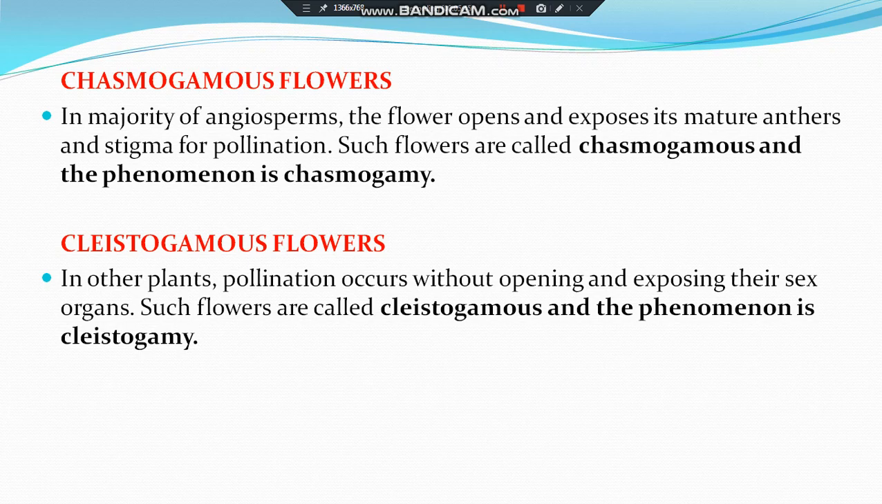Second type of flower, cleistogamous flowers. In other plants, pollination occurs without opening and exposing the sex organs like anther and stigma. Such a flower is called cleistogamous flower and the phenomenon is known as cleistogamy.